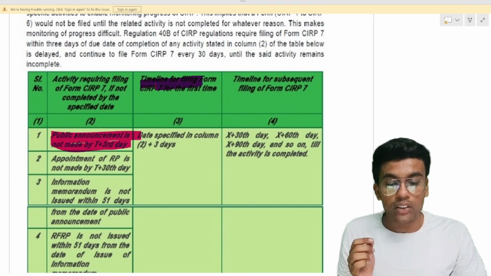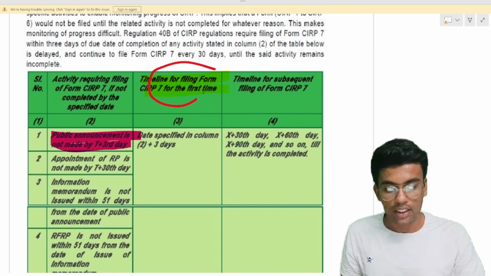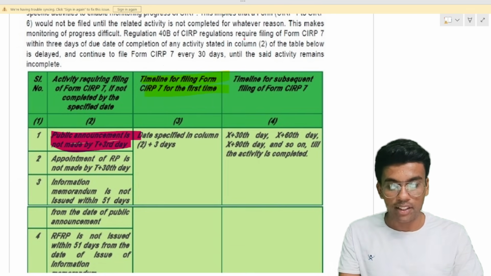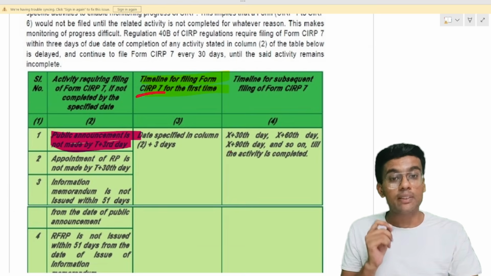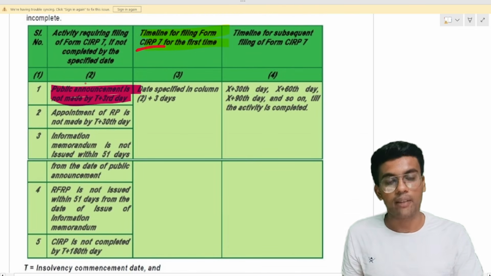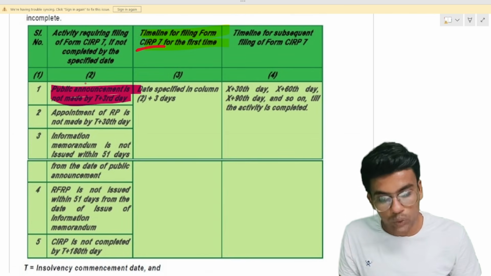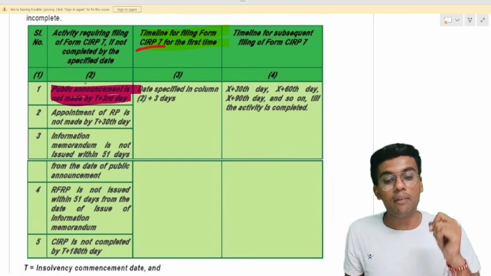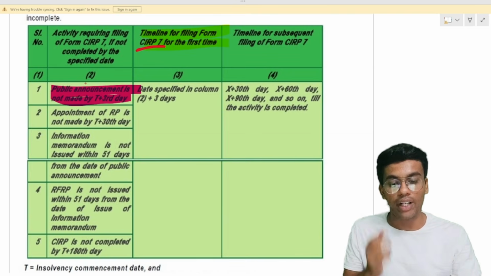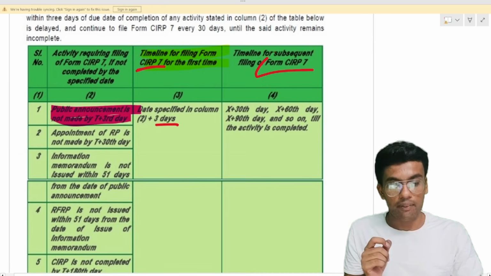A timeline for filing of CIRP. Sorry, timeline for filing of CIRP for the first time. Yes, timeline for filing of CIRP 7. So the form number 7, you have to file up to what period? The date specified in column 2 plus 3 days. That means whatever date is mentioned over here, you are appointed as IRP, and then within the next 3 days you have to file the public announcement. But if you have not done that, then form number CIRP 7 is to be filed within the next 3 days. Timeline for subsequent filing of CIRP.